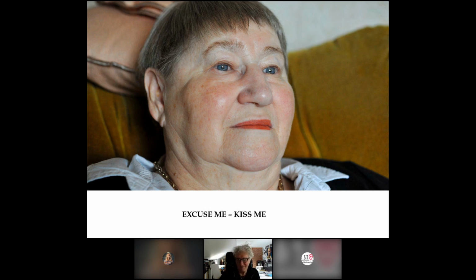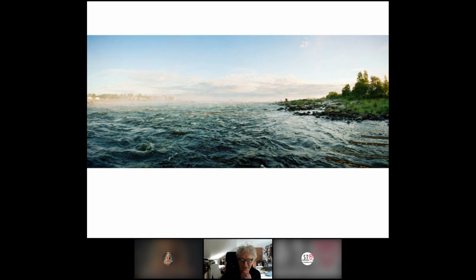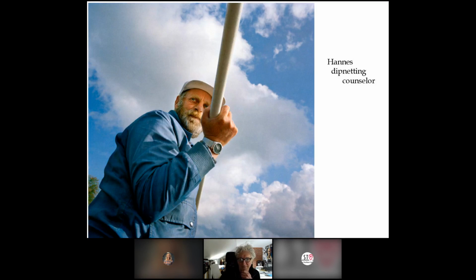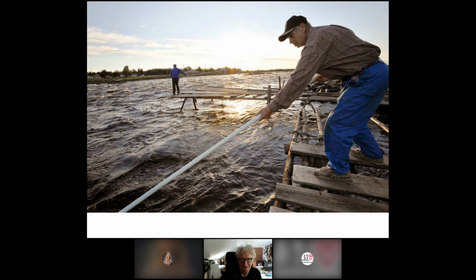And we come to Kukkolan Koski, and deep netting is a long lasting cultural tradition which is here, deep netting whitefish. And Hannes is a counselor of deep netting, very skillful, very good, very nice at getting fishes. He's doing this over the summer, the whole summer.